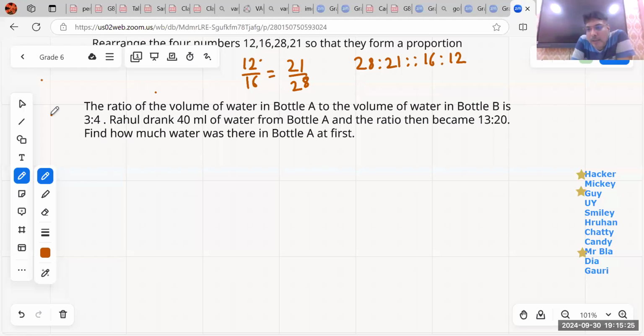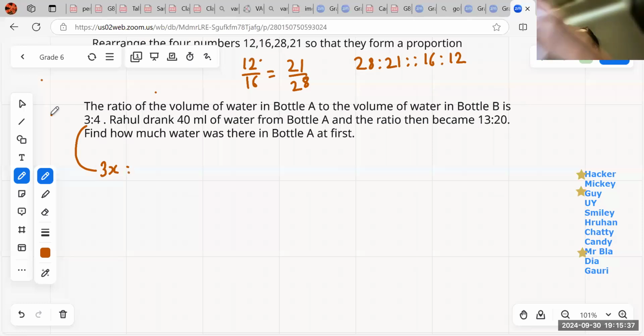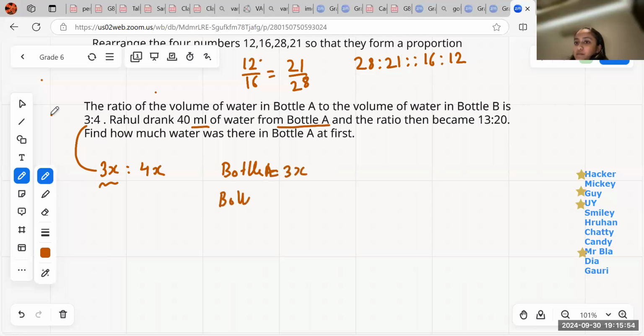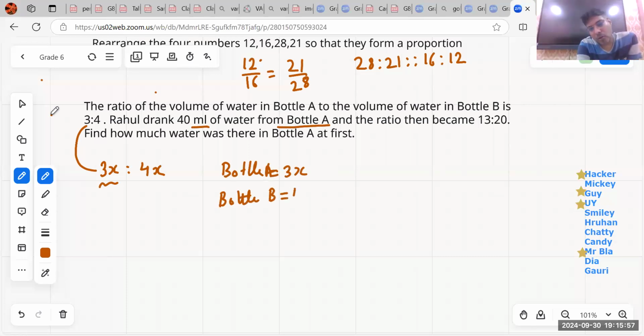Beta, try to make the linear equation. Don't sit idle, I'll help. The ratio of the volumes is 3x and 4x. He drank 40 milliliters from bottle A, meaning from the 3x one. So bottle A is 3x and bottle B is 4x. After he drank 40 ml from bottle A, the ratio becomes 13/20. Try it with a linear equation. You will be able to do it.